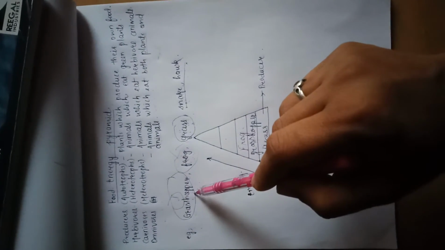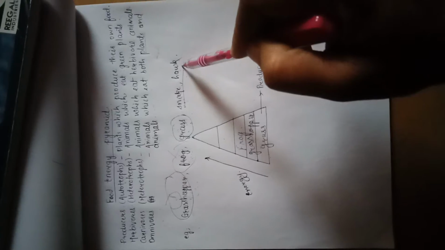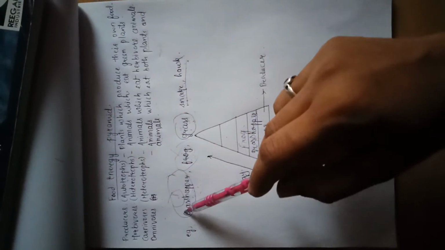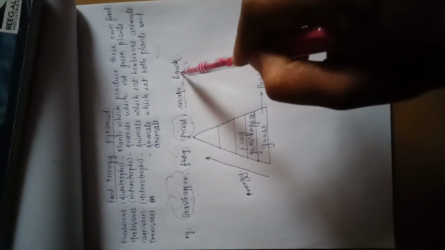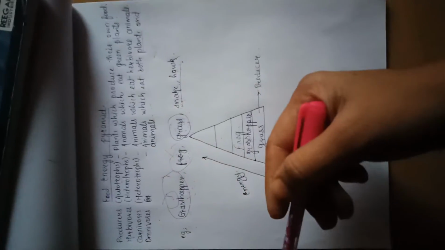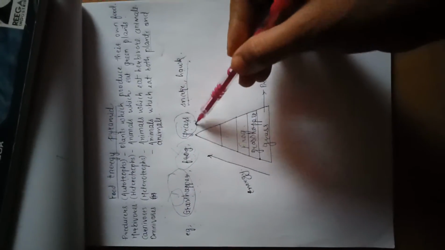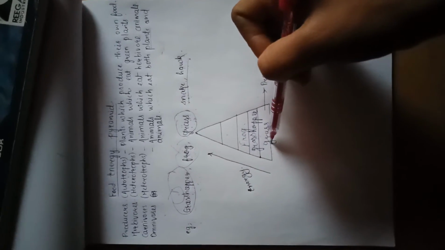So grasshopper is an animal, frog is an animal, snake is an animal, hawk is an animal. So these are the animals which do not prepare their own food. The only thing left is the grass. As we all know, grass is green in color and it produces its own food. So what is it? It is a producer.